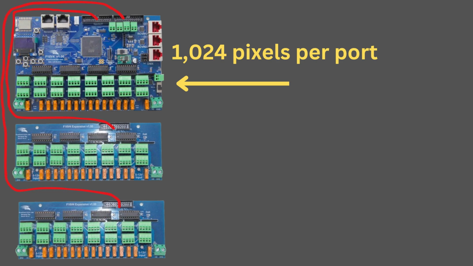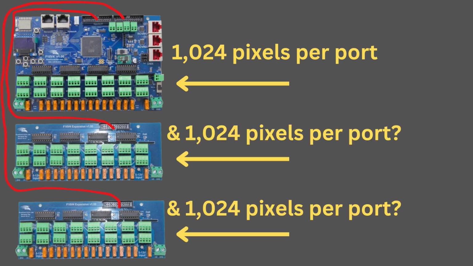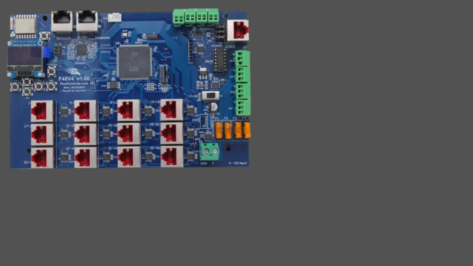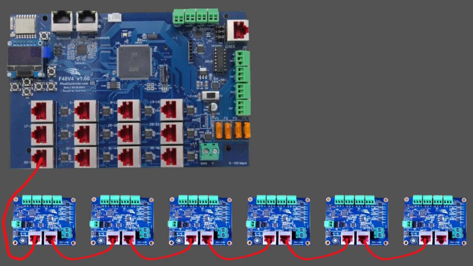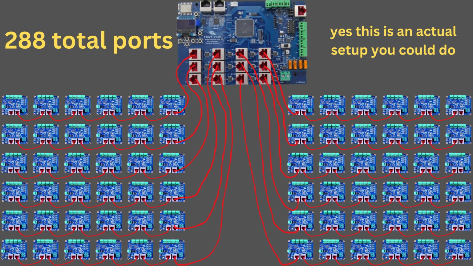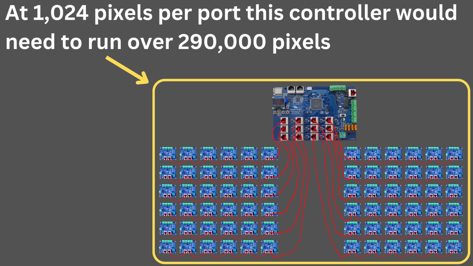Now, why can't the controller just run the max of 1024 pixels across all of the ports even when you add more ports? Well, this is because you could technically have a controller like an F48 where you can chain 12 receiver chains to it, and if you have 6 receivers, which is the max on each chain, this controller has to control 288 ports. And if you were to put the max of 1024 pixels across all 288 ports, this controller would have to run just over 290,000 pixels. And that's a lot of numbers to talk about.